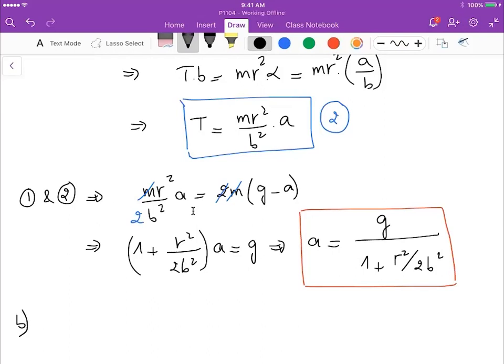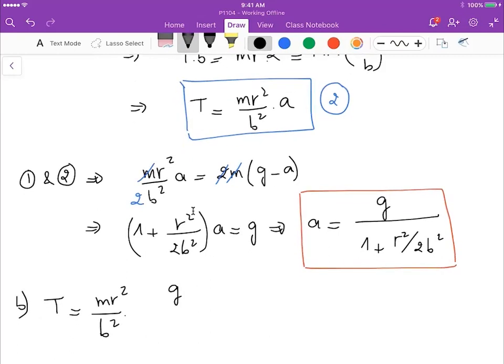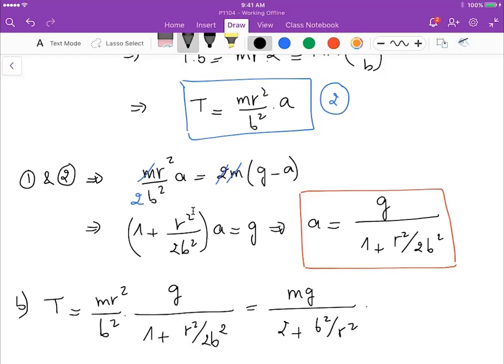بتاني بارت كان مطلوب منا نجيب شو هي التنشن in the string. بما انه جبنا الاكسلريشن we can immediately deduce that the tension in the string from equation 2 is given by mr squared over b squared multiplied by A يلي هي g divided by 1 plus r squared over 2b squared. So we end up with بيطلع معنا ال T. So let me now do it. في عنا ال mg من فوق نخليهم مثل ما هن، وتحت فينا نضرب كل هيدي ب b squared over r squared. So we end up with 2 plus b squared over r squared. This is the tension in the string.